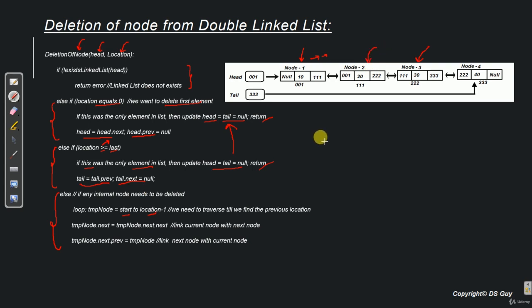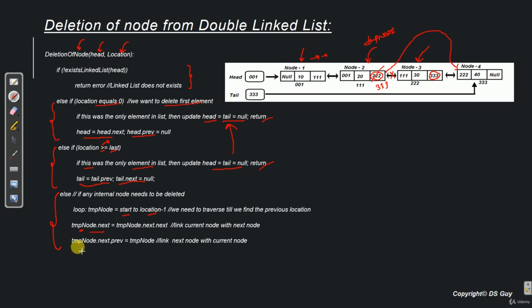Now once we have reached node 2, we have to update the next reference of that node. So what is temp node right now? Temp node is basically node 2. So this is temp node. So temp node dot next is equal to temp node dot next dot next. So temp node dot next is 222. Temp node dot next dot next is basically 333. So we update temp node dot next and put 333 over here. So this will create a connection between node 2 and node 4. So automatically this connection gets destroyed.